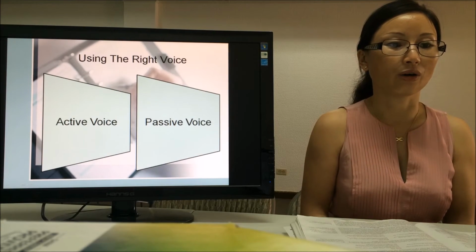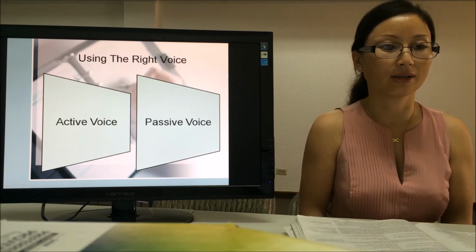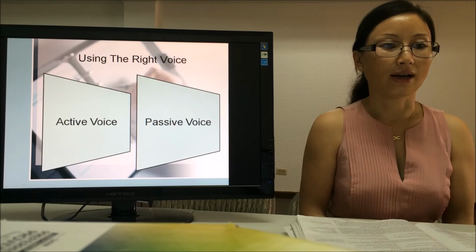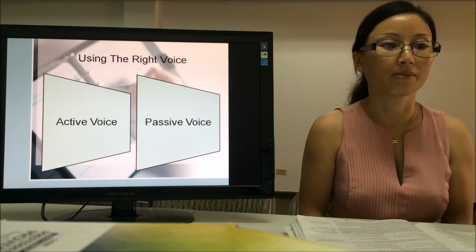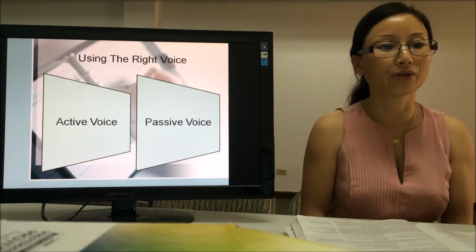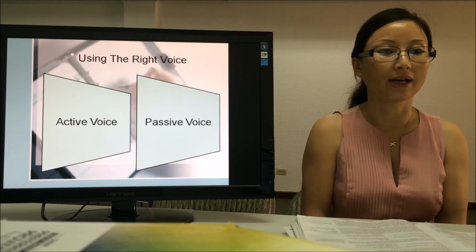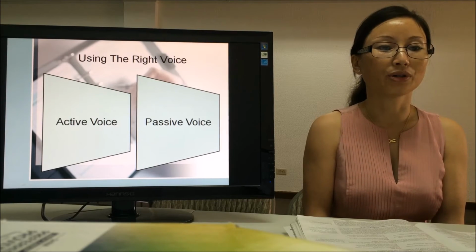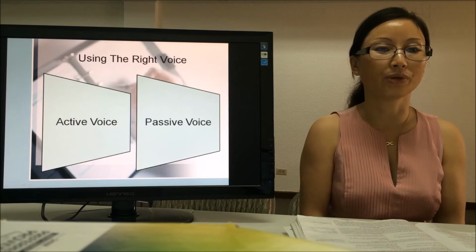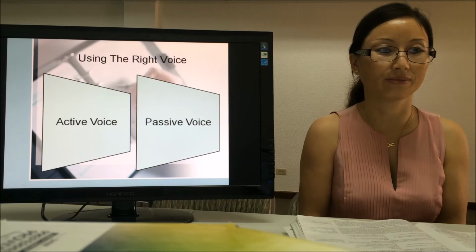Use the active voice. It helps make your writing more direct, livelier, and easier to read. Use passive voice to soften bad news, put yourself in the background, or create an impersonal tone. It also helps you demonstrate that your audience is in this situation.